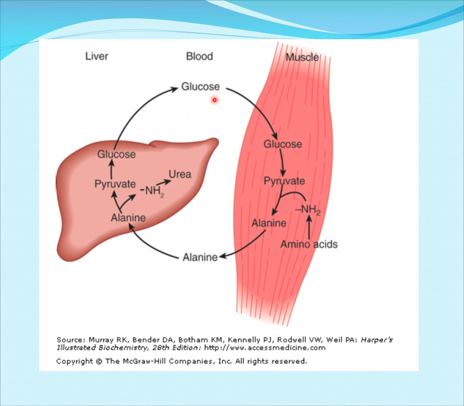So the glucose-alanine cycle helps to give glucose to the muscle for continual exercise, and it also gets rid of the amino group of alanine and the degraded products of the muscle proteins.